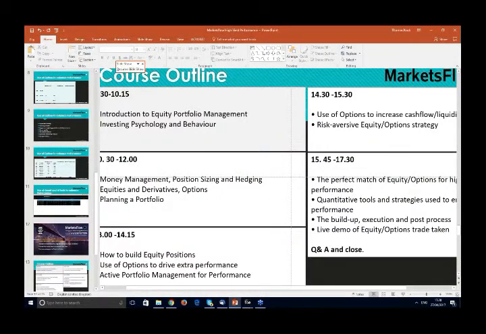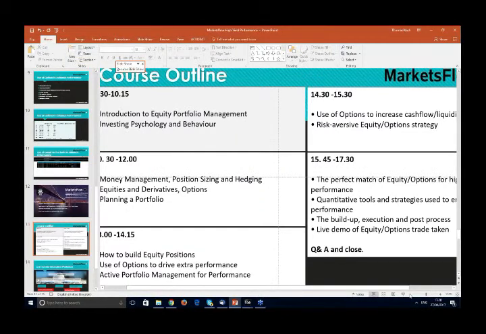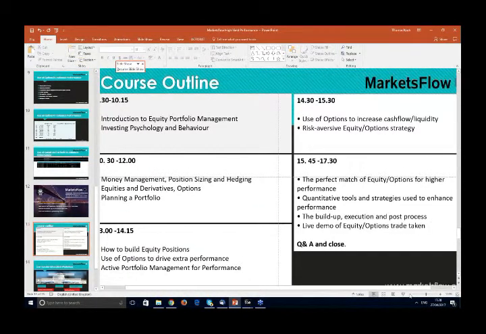So I have some details of the course, which are also on the website, but essentially we cover things like equity portfolio management, the investing psychology and behavior. We cover money management, position sizing and hedging. We cover options. We cover the planning of the options for using a portfolio. We look at how options help in that performance or the extra yields you're looking at.